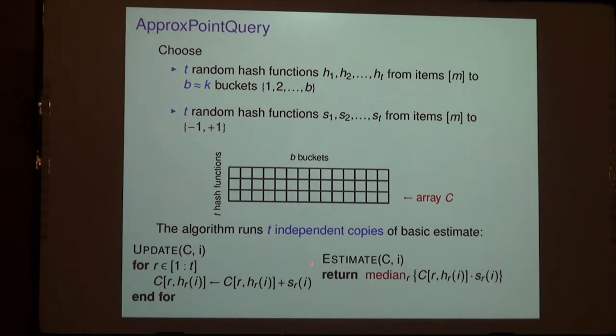And the algorithm was running these T independent copies of a very basic estimate. Basically, whenever a data item arrives, we check for each of the T hash functions where this data item hashes. And each appropriate cell of the table is then updated with the random sign of that data item. Wonderful. So this means that every bucket stores this basic estimate. And then the estimator was just to return the median of the basic estimates. So the basic estimate was the sum of signs. Then we look at this cell of the hash table, multiplied by the sign of the data item that we want to estimate, take the median of all these things over the T hash functions.